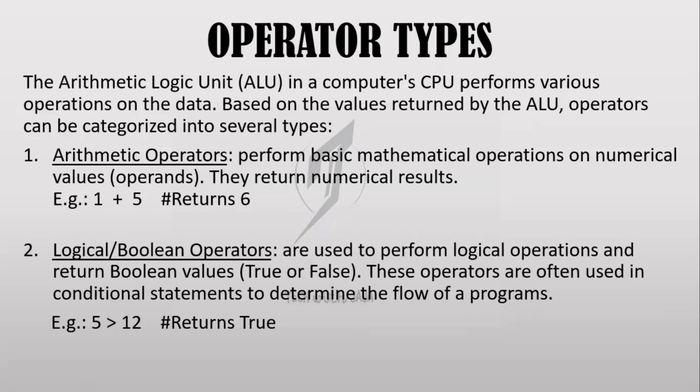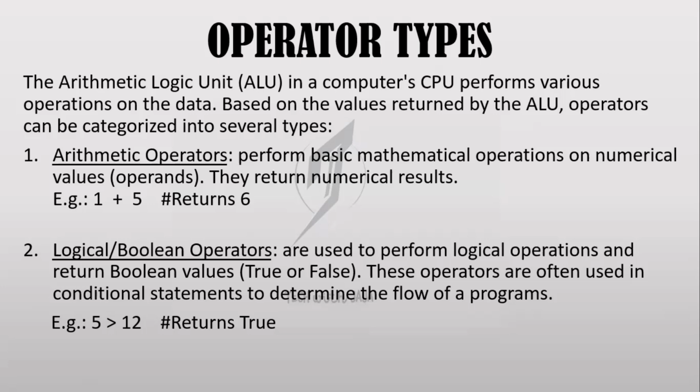The next are the logical or the Boolean operators. These are used to perform logical operations, and they return Boolean values, which are either true or false. So the logical operators can take either a number or a text, but the output they return will be either true or false. These operators are often used in conditional statements to determine the flow of a program. For example, we have here that 5 is greater than 12, so it will return false. 5 is bigger than 12, returns false.